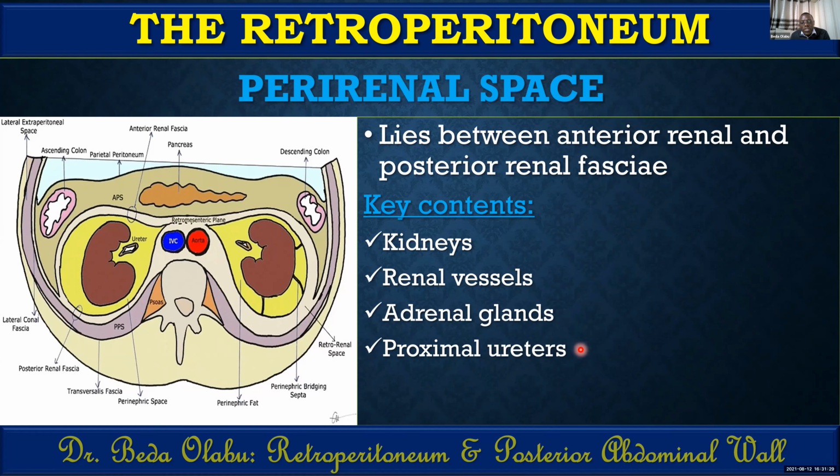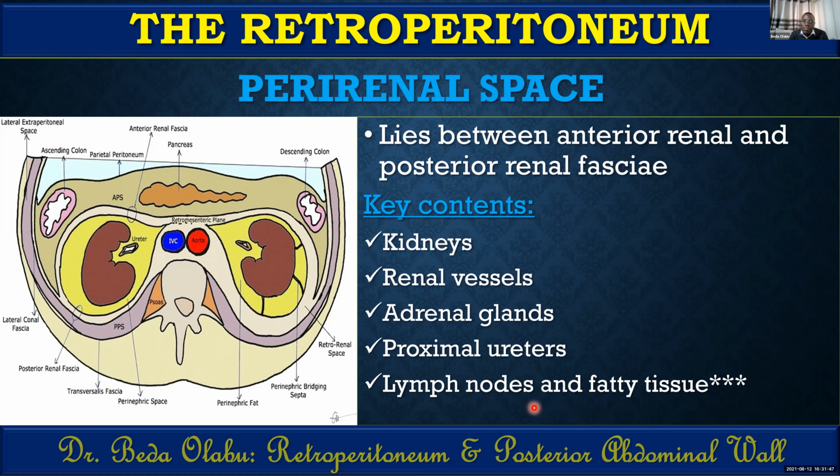The proximal parts of the ureters are also found within the perirenal space. And as we agreed, you can never go wrong with some lymph nodes and fatty tissue. I have intentionally talked less about anything renal because that will be the next big topic, to talk about anatomy of the urinary system. And so we'll talk much about the anatomy of the kidneys and perhaps the ureters in the next class.